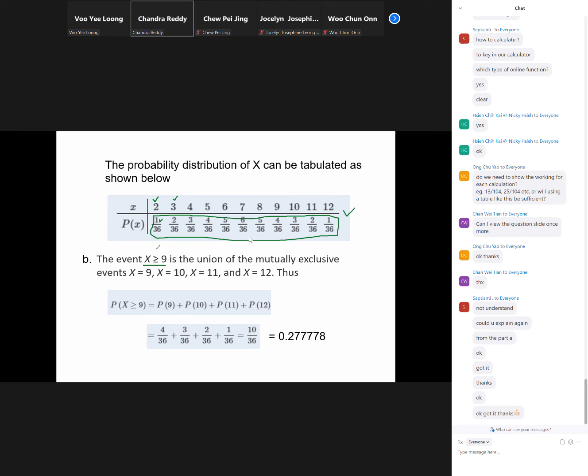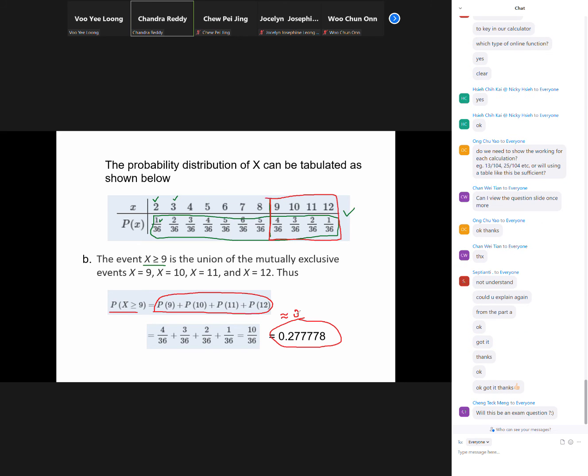The second part of the question is, what is the probability of event X is greater than or equal to 9? Greater than or equal to 9 means you need to add up these probabilities. It could be 9 or 10 or 11 or 12. So from this table, you can combine all these values. Once you add up, you can see that the total probability of the sum being greater than or equal to 9 is 27.77%, or approximately 28%.